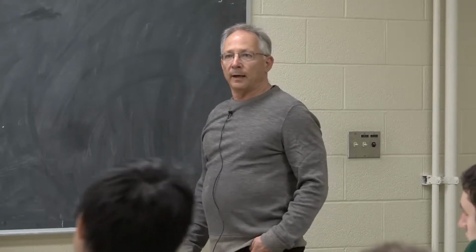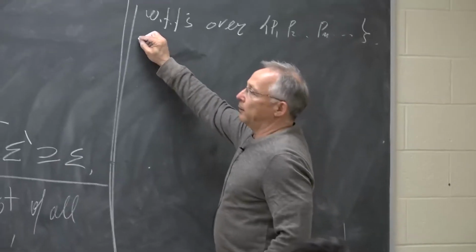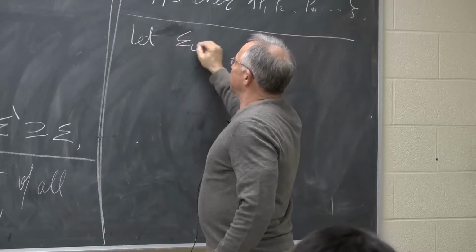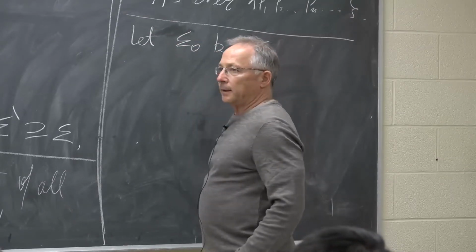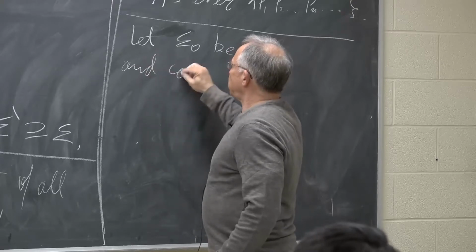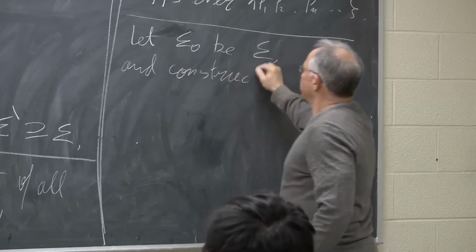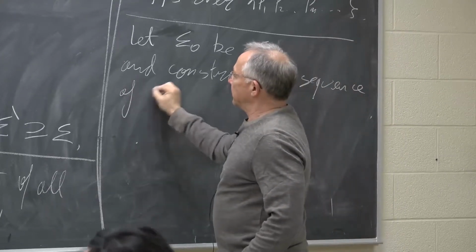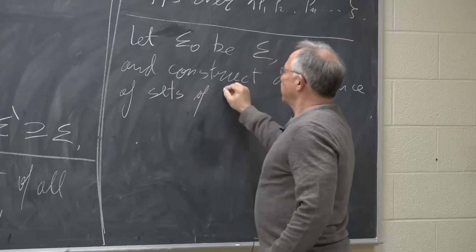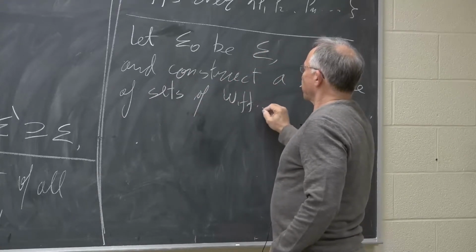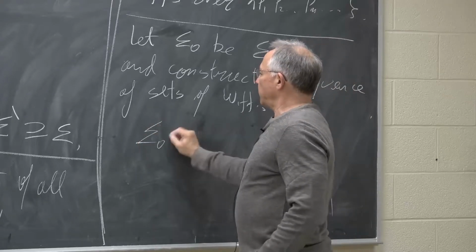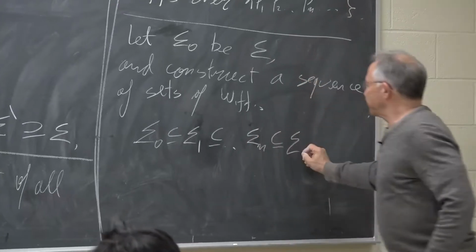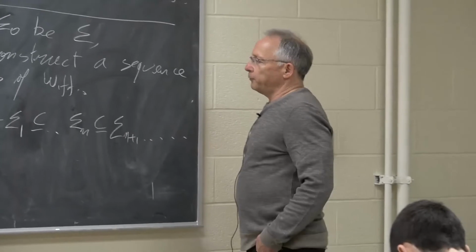Okay? And now we're going to construct a sequence. Let sigma 0 be sigma, and construct a sequence of sets of WFFs, sigma 0, subset of sigma 1, subset of sigma n, subset of sigma n plus 1, and so on for every n.